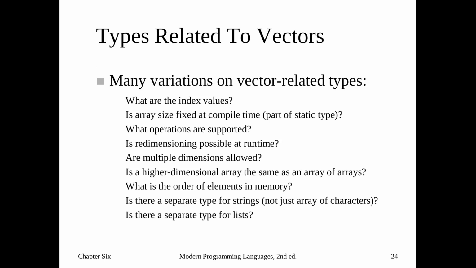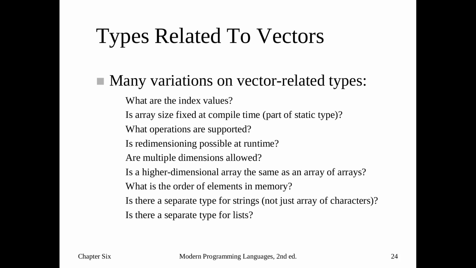Other types related to vectors, there's many variations on the vector-related types. As we already talked about, we always have to ask, what are the index values? Is it fixed at compile time, part of the static type, right? What operations are supported? This is an interesting question. Can we redimension at runtime? In other words, this is beyond just the simple concept of a single-dimensional array. What if we wanted to turn it into a multi-dimensional array? What if we have 6 elements in a single dimension as a one-dimensional array?